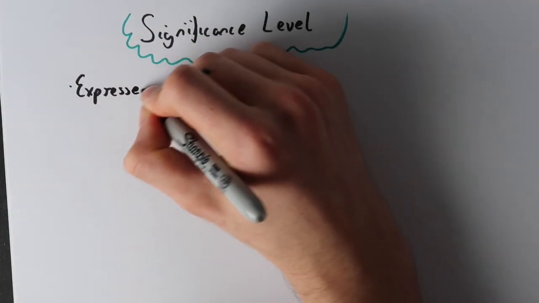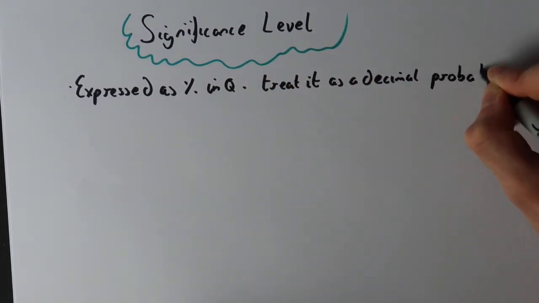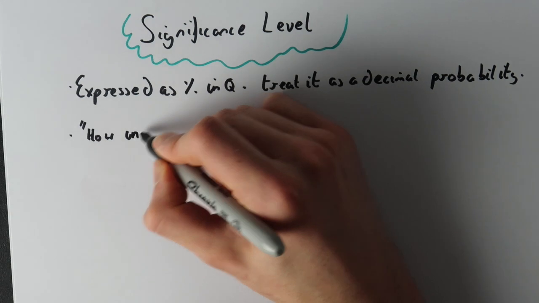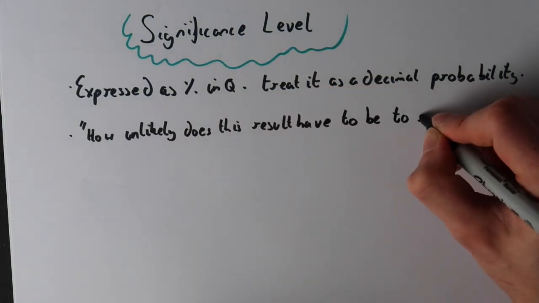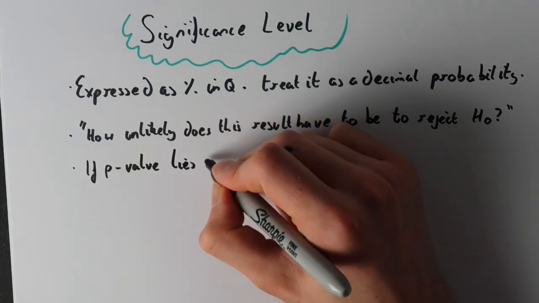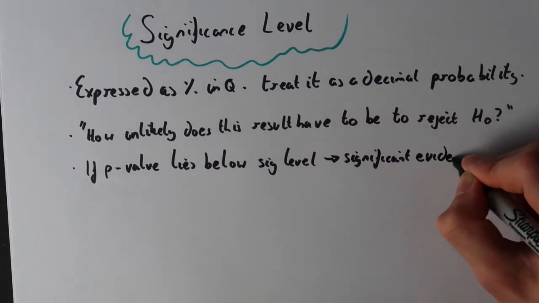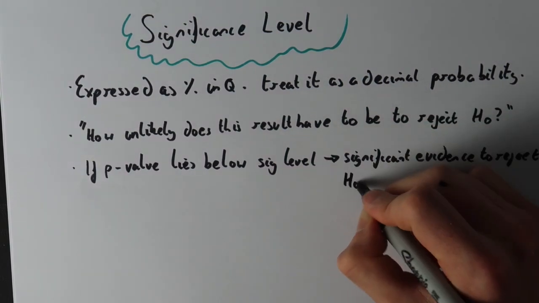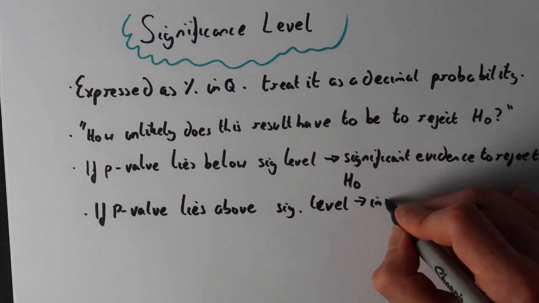Now let's talk about the significance level. The significance level is another important number that you'll be given in the question. The significance level will be given as a percentage, but treat it as a decimal probability, i.e. 10% equals 0.1. This is the minimum value of the p-value that you'll tolerate before you can say, this is so unlikely that this observed data came from the population that we can suggest that the population statistics are different.